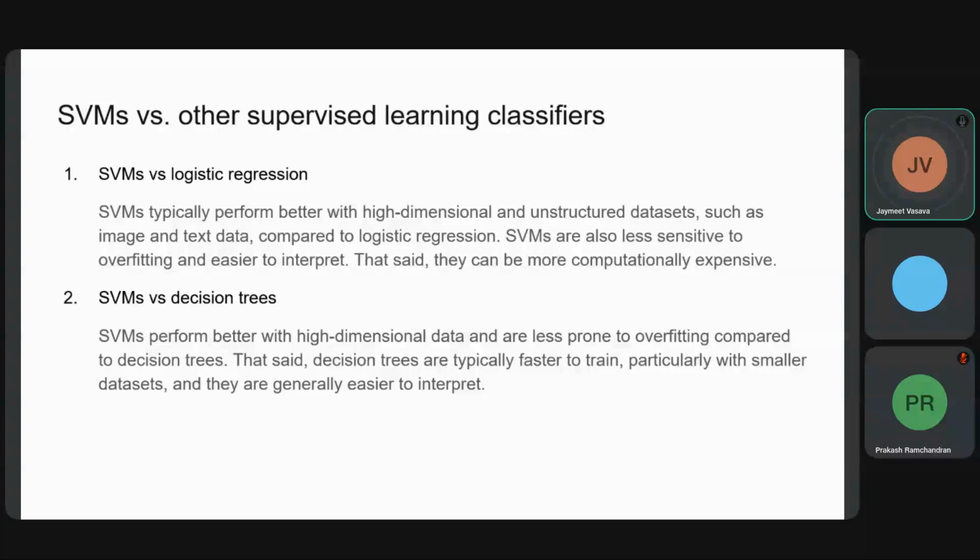Comparing SVMs with decision trees, as pointed out before, SVMs are good with high dimensional data and are less prone to overfitting. The decision trees are faster to train, and particularly with smaller data sets, they are generally easier to interpret as well. And you can say that because you can see where the decision trees are making splits based on what conditions.